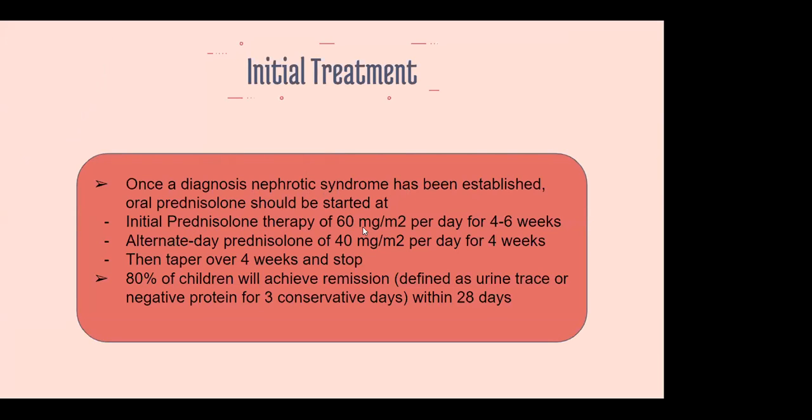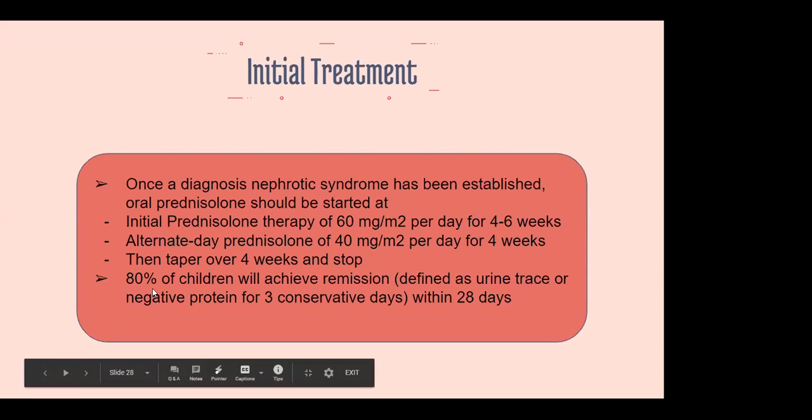at initial prednisolone therapy of 60 milligrams per day for 4 to 6 weeks, and then followed by alternate day prednisolone of 40 milligrams per day for 4 weeks. And the maximum dose for this phase is 40 milligrams. And then taper the dose over 4 weeks and stop the treatment. And 80% of the children will achieve remission.